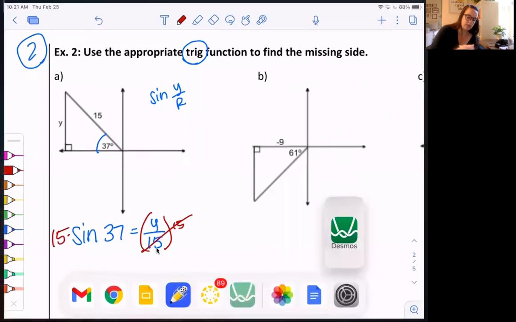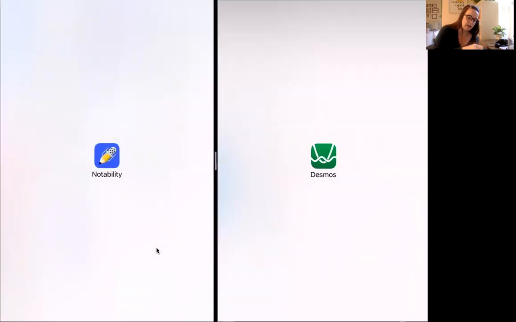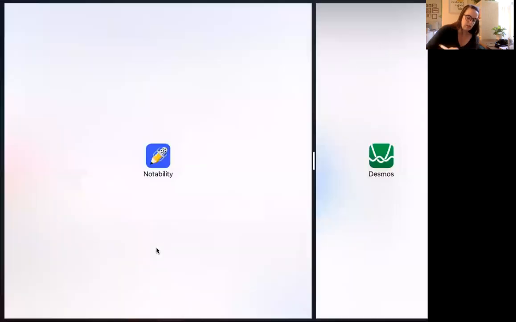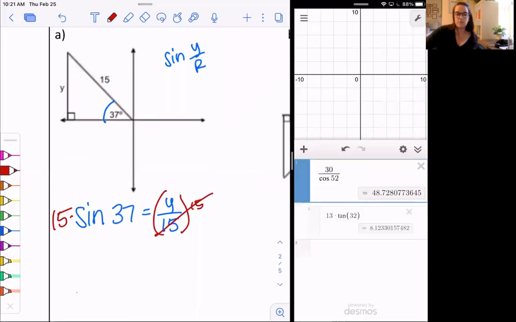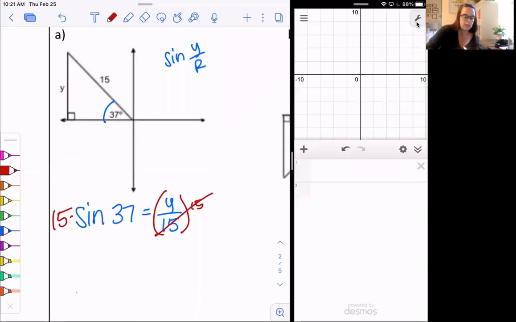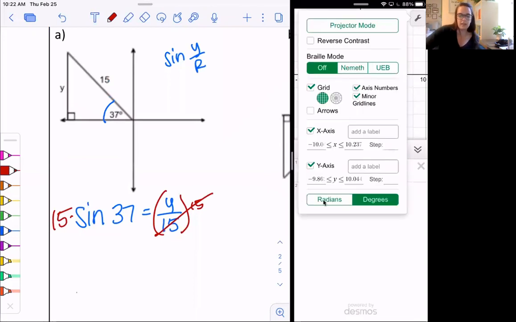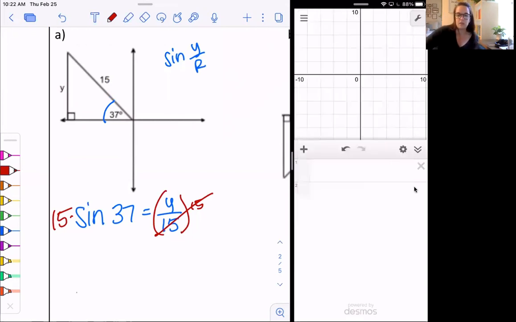One note here: when you go to your calculator to actually calculate it, your calculator needs to be in degrees. Calculators will default to radians. So you're going to have to click on the little tool. When you first open it, it will be on radians, so you want to switch it over to degrees. I already switched it because I was working on this with Algebra 2 today.